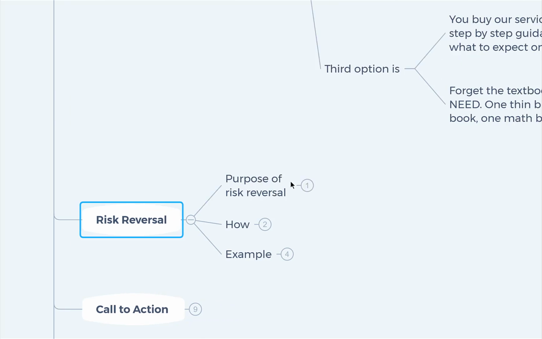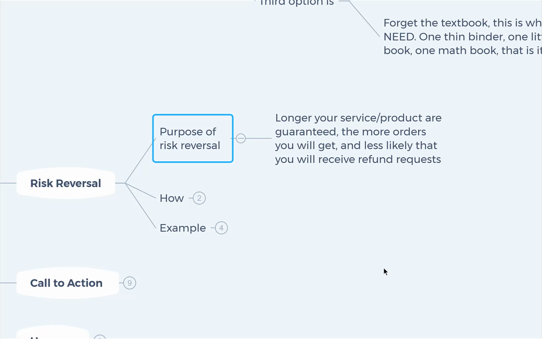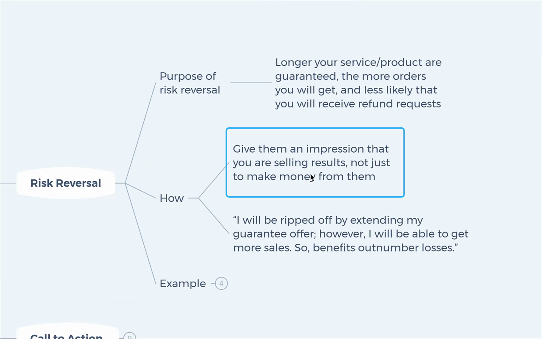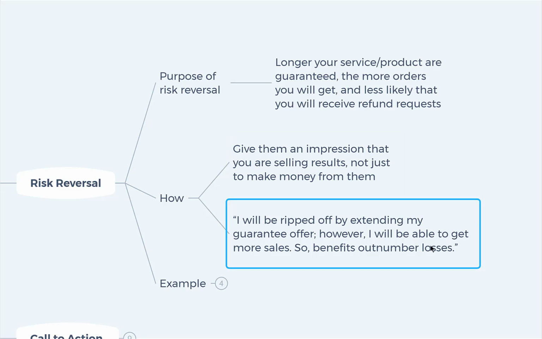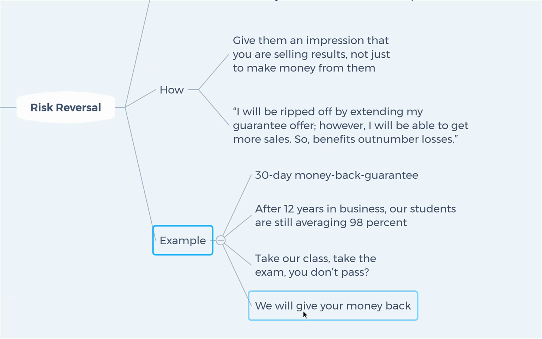The purpose of the risk reverser is that the longer your service or product is guaranteed, the more orders you will get and the less likely that you will receive refund requests. Then, how do you come up with a risk reverser? It's very simple as well. Give them the impression that you are selling results, not just trying to make money from them. Say something along the lines of, I'll be at risk by extending my guarantee offer. However, I'll be able to get more sales, so in the end, I'll never lose.